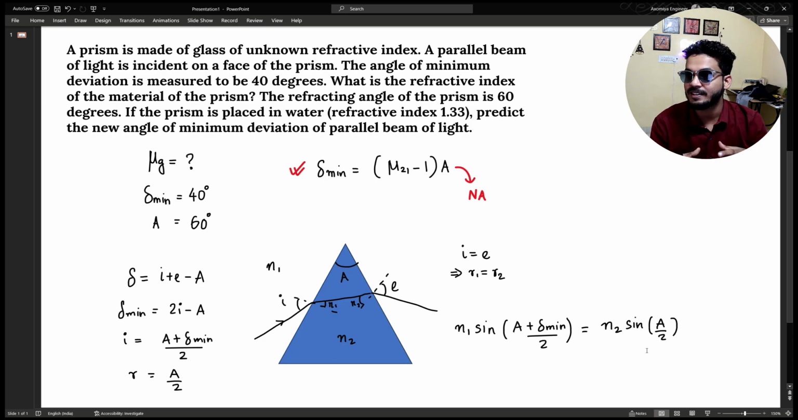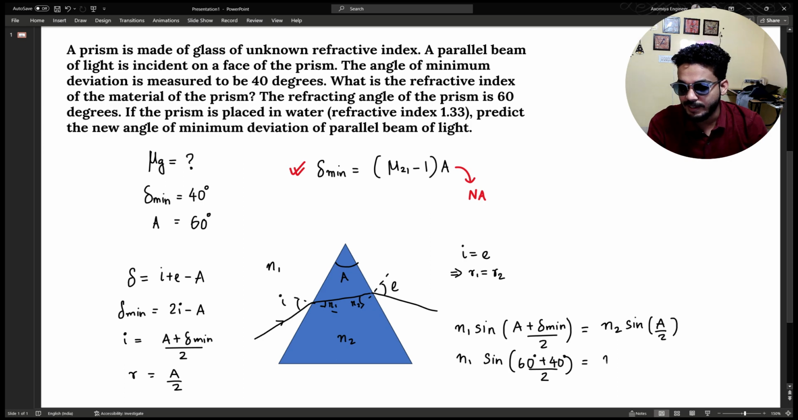Now this is where you have to make the change and work with a scenario where you are not assuming that. So you will simply say n1 into sine of, now the angle of prism is given to us, that's 60 degrees, and minimum deviation is 40 degrees, so 60 plus 40 divided by 2, is equal to n2 into sine of 60 by 2. Now this is glass. N1 in our case is air, like the first scenario is when you have air and glass here. So for air I have taken n1 as just 1, and ng into sine of 60 by 2, right?